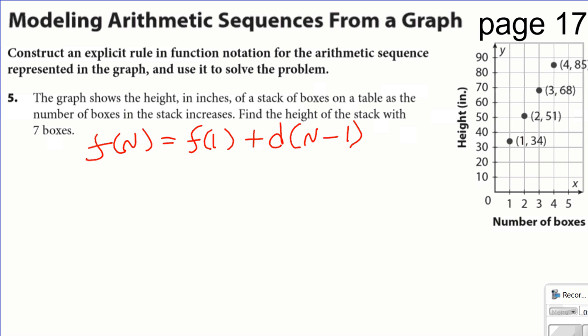Okay, so as you can see, it only goes to 4. So we have to figure out down the road, when you get to 7 boxes, how much it's going to be. So at 1 is 34, at 2 is 51, at 3 is 68, and at 4 is 85. Okay, so we've got a sequence going on here. And what we want to do is use the explicit rule. I've got it already written out here, and we want to plug in the two things we need, the common difference and the first term.